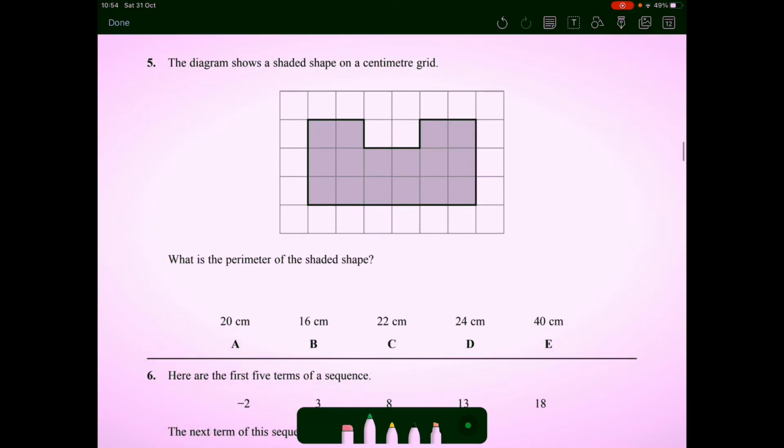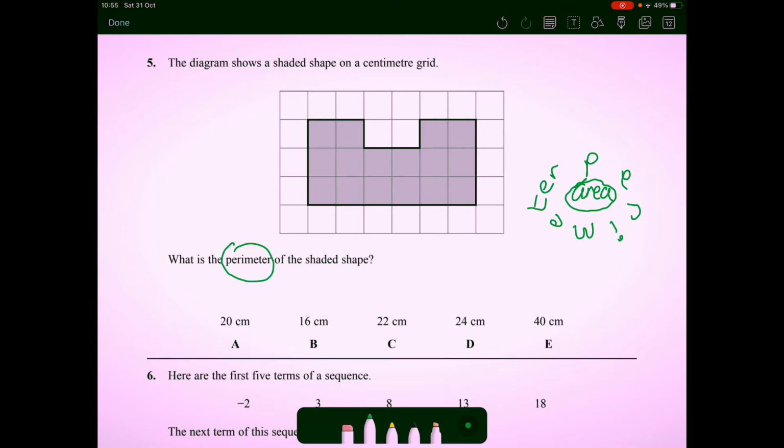Question 5. The diagram shows a shaded shape on a centimetre grid. Work out the perimeter of the shaded shape. Remind yourself when you see area and perimeter that the word perimeter, P-E-R-I-M-E-T-E-R, can be written around the word area because it's a longer word, and that's a great little way of remembering what perimeter is and what area is. Area is the space inside, perimeter goes around the edge.